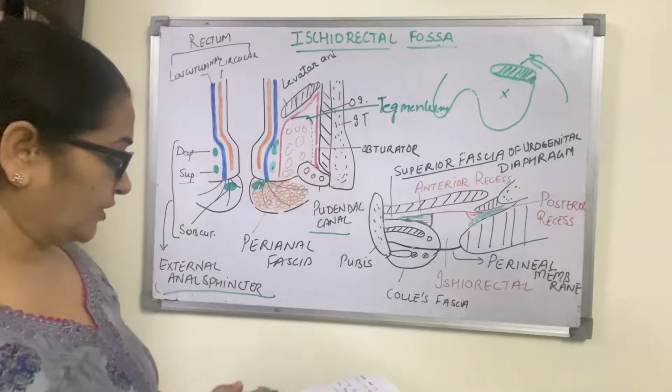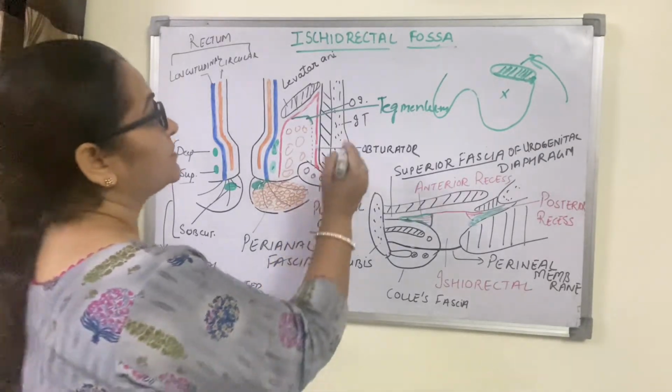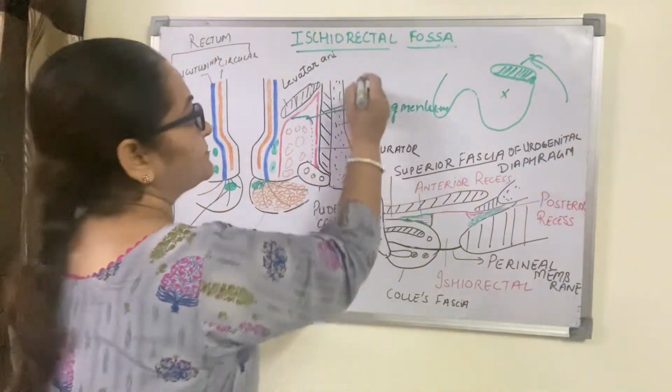Now coming to the pudendal canal, another name of the pudendal canal is Alcock's canal.